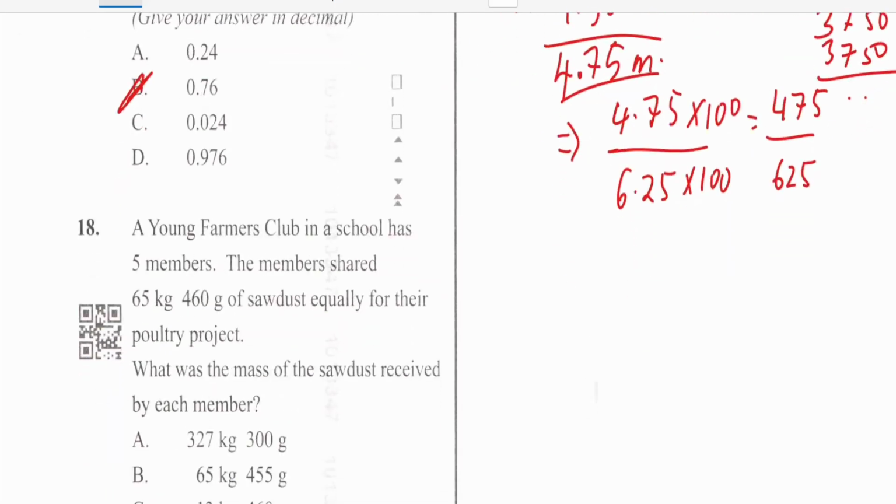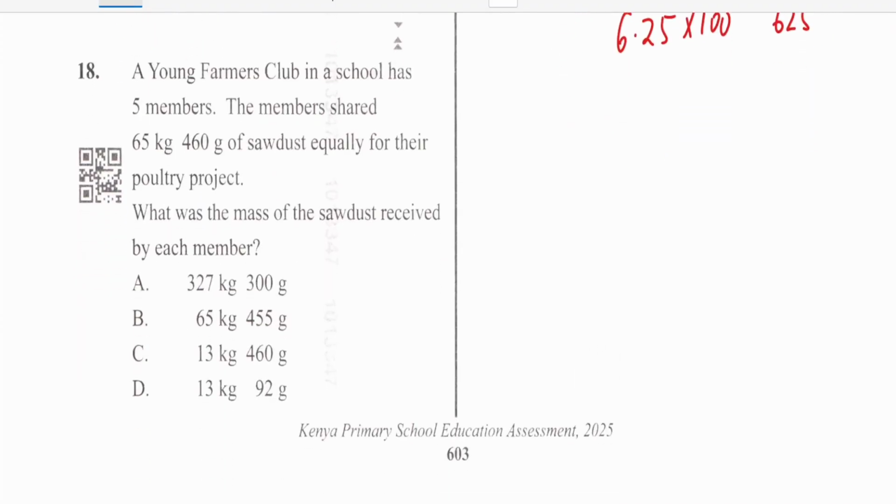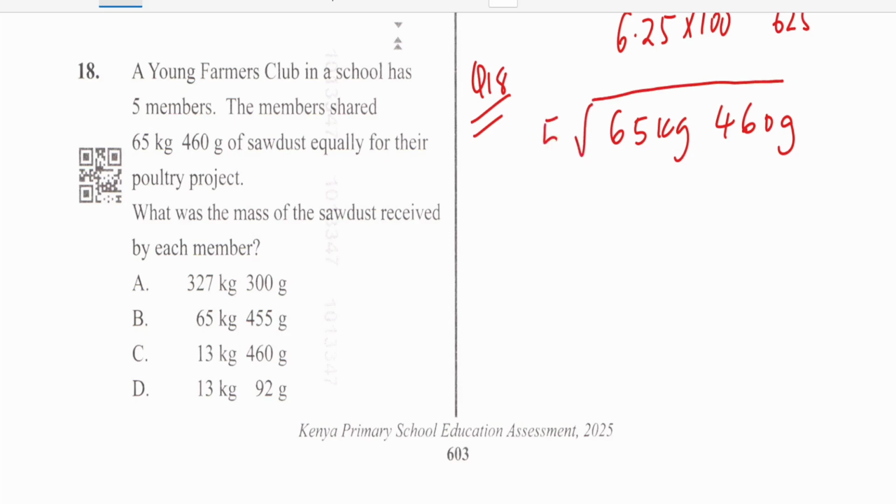A very tricky question. Now, a young farmers club in a school has 5 members. The members shared 65 kgs, 460 grams of sawdust equally for the poultry project. What was the mass of the sawdust received by each member? So this is question 18. They had 65 kg altogether, and they shared it among 5 members. Therefore, you need to divide it by 5.